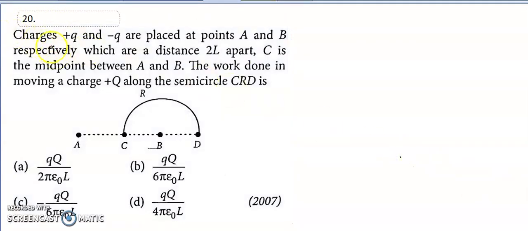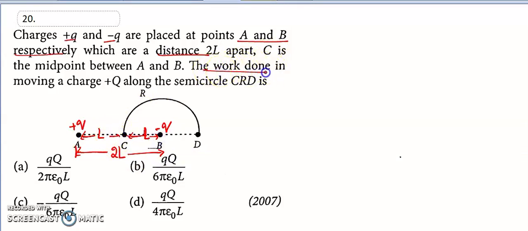Then question number 20. The charges plus Q and minus Q are placed at A and B respectively, at a distance of 2L. So this is plus Q, another charge is minus Q, placed at a distance of 2L. C is the middle point, so this distance is L and this distance is L.